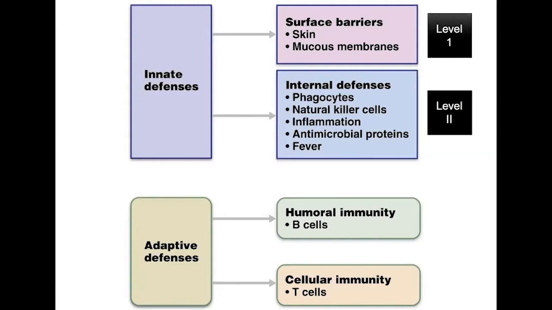We're going to move into the adaptive immune response now, and this is going to be level 3. There are two types of adaptive immune responses: humoral immunity, which will involve B cells. When B cells are activated, most of them will become plasma cells, and plasma cells release antibodies.